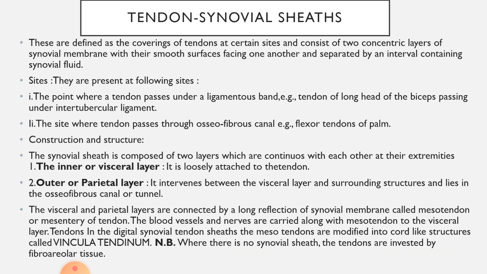Construction and structure. The synovial sheath is composed of two layers, which we already know. One is the inner or visceral layer, which is loosely attached to the tendon, and the other is the outer or parietal layer. It intervenes between the visceral layer and surrounding structures and lies in the osteofibrous canal or tunnel. The visceral and parietal layers are connected by a long reflection of the synovial membrane called the mesotendon. We saw this as well, where the blood vessels and nerves run, and there was an adaptation that we studied, which is called the vinculum tendinum.